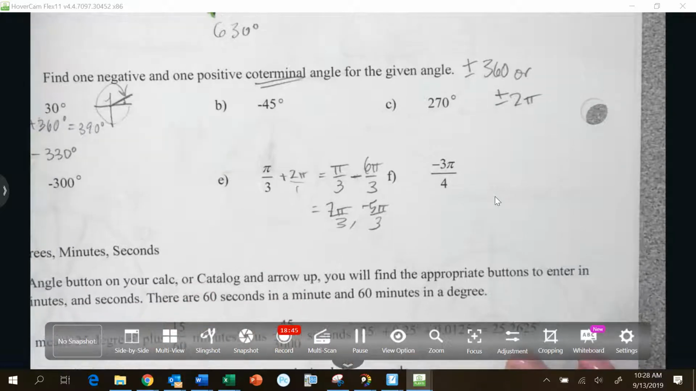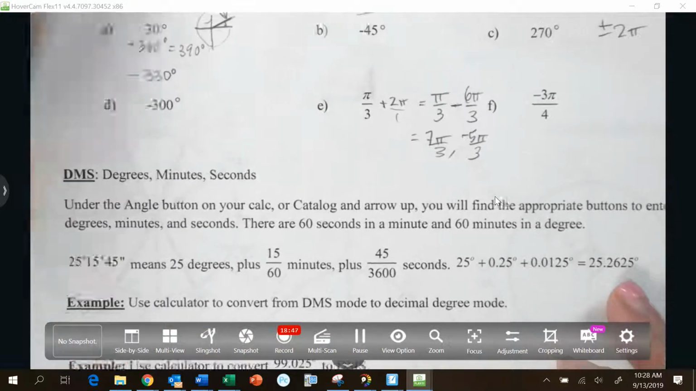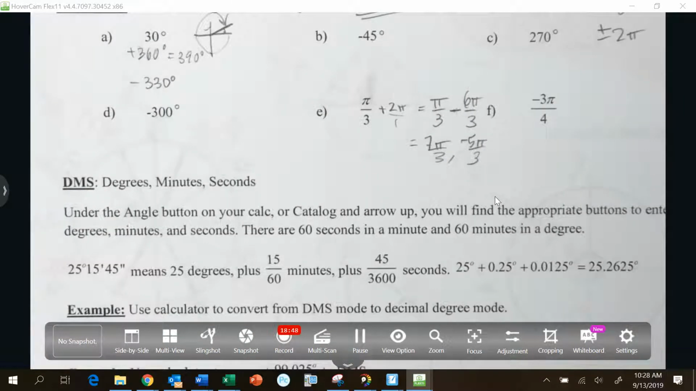Okay, the next section is DMS, degrees, minutes, seconds. This is where you might want your calculator. So if you don't have it and we have time, you can go get it. If not, just write down good notes. It's really not that much. And I'm making a video, so you could always watch this video later.